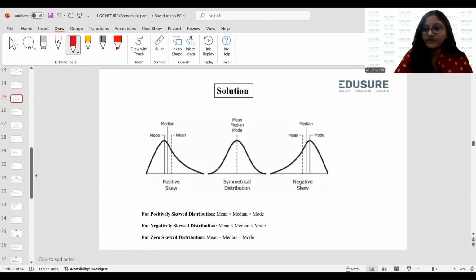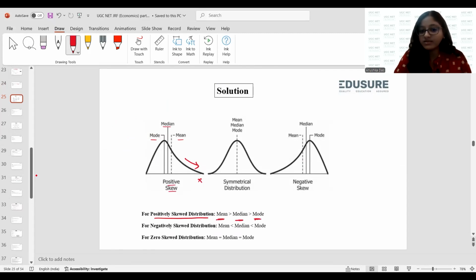So in the note, what we have studied is that for a positively skewed distribution, mean is always greater than median, which is always greater than mode. Please keep this in mind. Again, this question is asked multiple times. For a positively skewed distribution, you have a longer tail towards the higher values of x. Here you can see how we have derived this: the value of mean is always greater than median, which is always greater than mode.